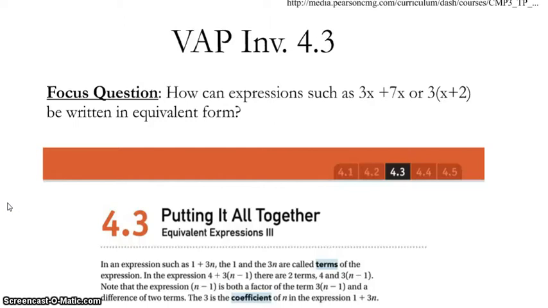All right, today we are going to go over part 3 of the equivalent expressions lesson. And basically the focus here is that we are asking how can expressions such as 3x plus 7x or 3x plus 2 be written in equivalent form. And we kind of answered this yesterday on the 3x plus 7x, because we can combine like terms.